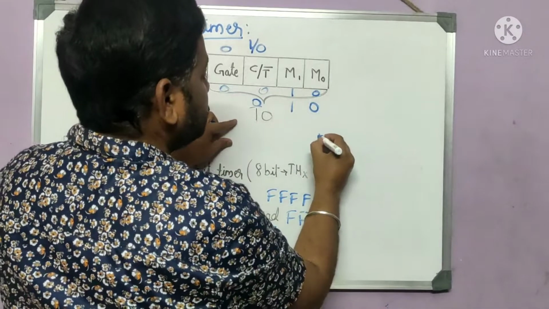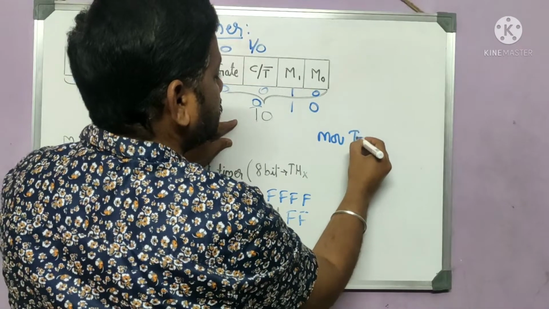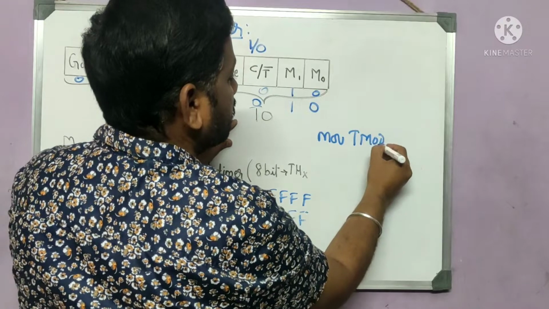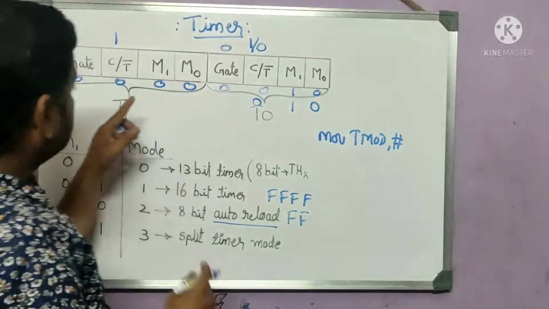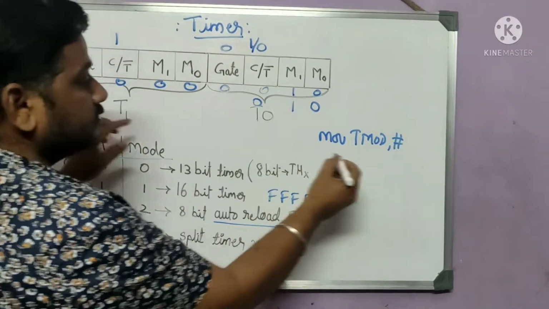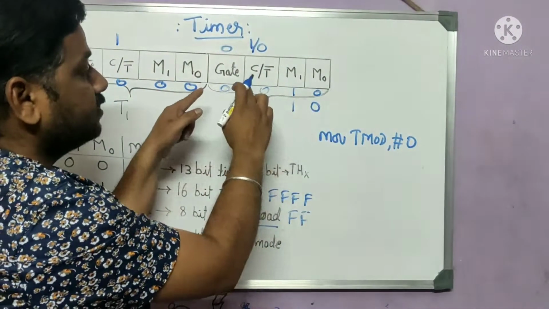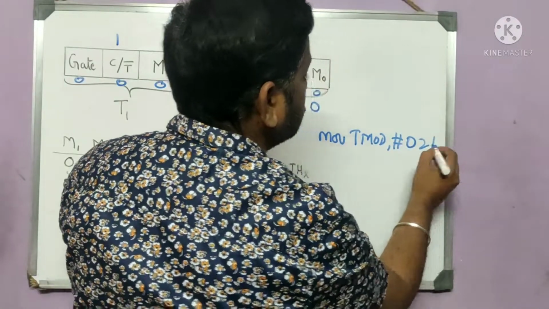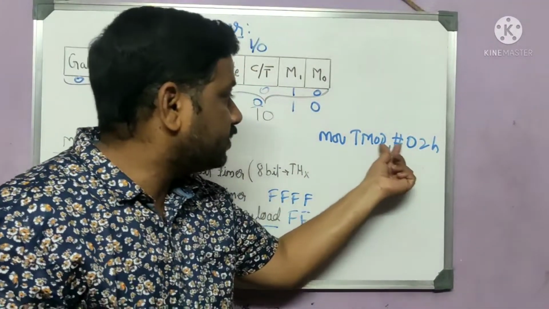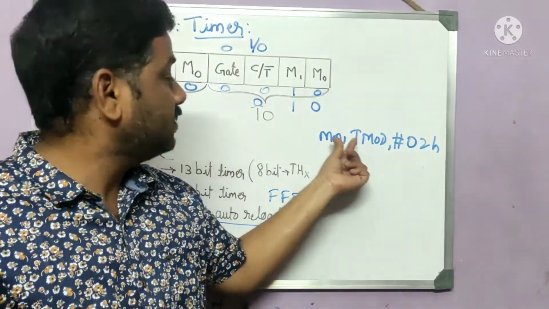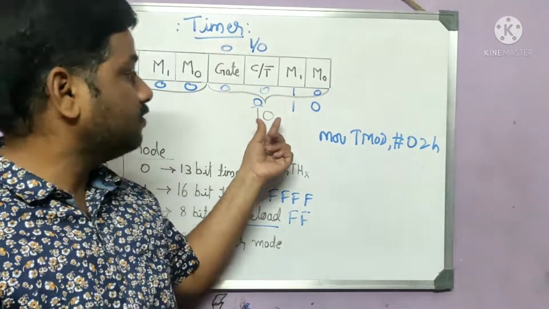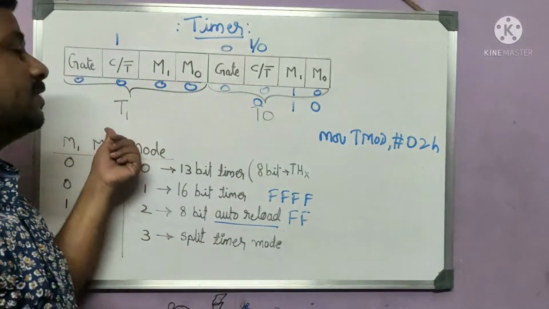So by writing this particular line, MOV TMOD, comma, hash. In these 4 bits I have 0, so I will put 0. In these 4 bits I have 0, 0, 1, 0. So what does it mean? 2. 02H. So if I put 02H into TMOD, then what happens? Timer 0 will be selected in mode 2. And what is happening for timer 1?